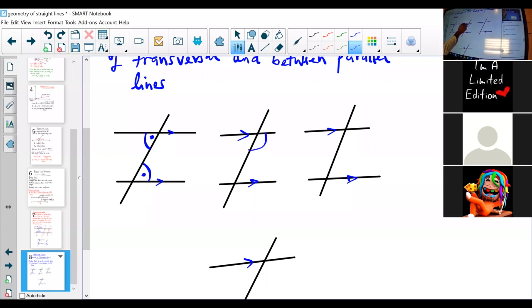Okay, beautiful. What about this one here? If you look at that angle there, which one will be alternate? It must lie in between. Number one, it must lie between the parallel lines and on opposite sides. Are we okay with that as well?